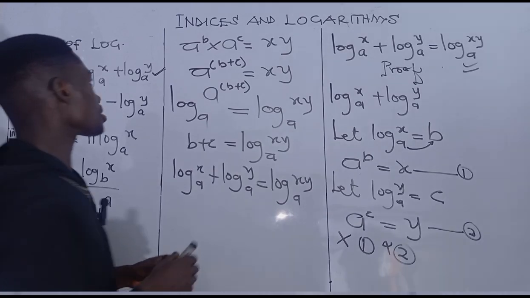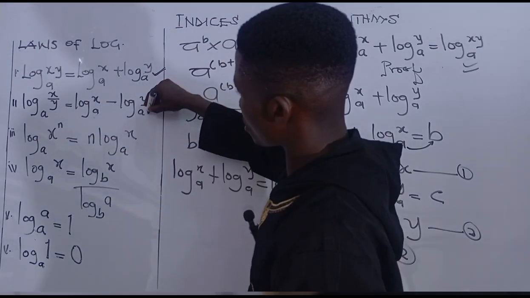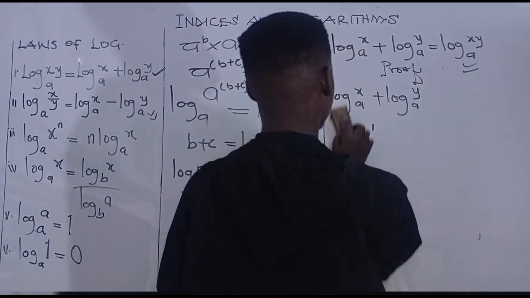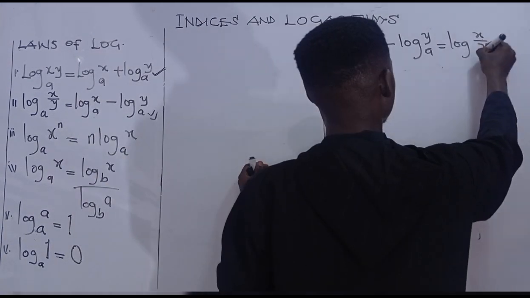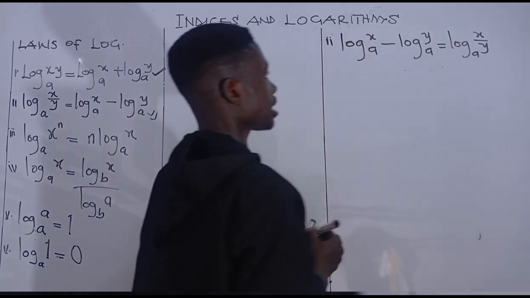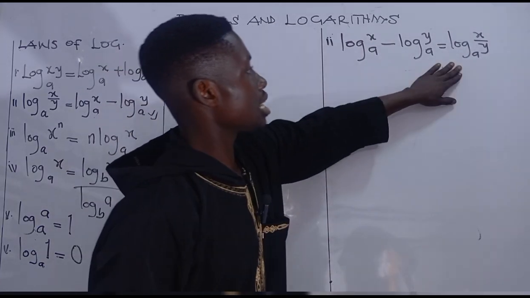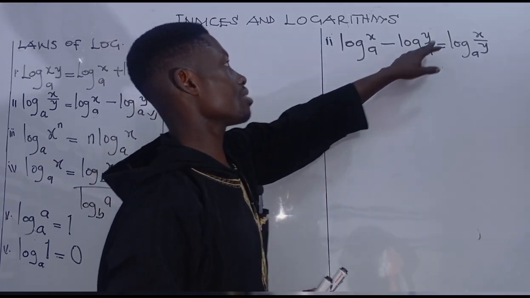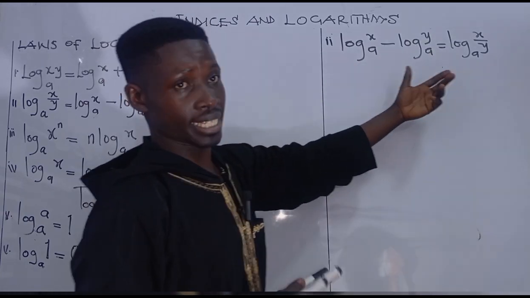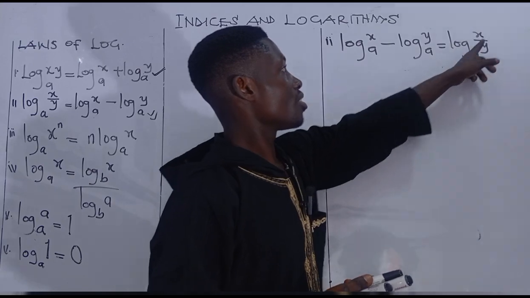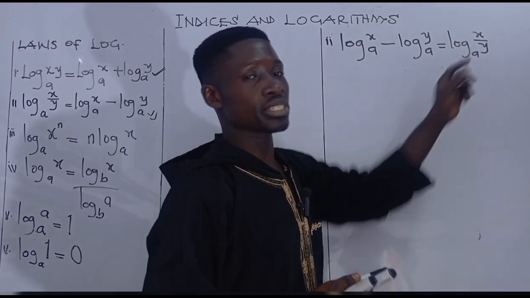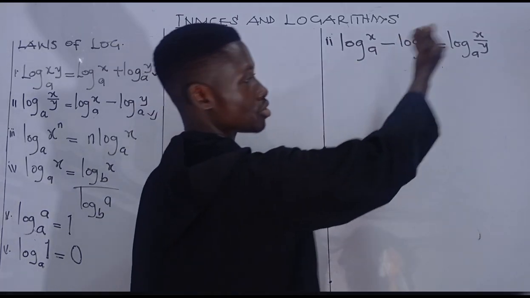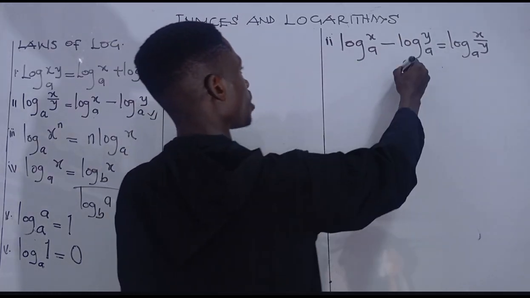Let's look at the next law, which is this one. So we are looking at the second law, which says that when you have the logarithm of x to the base of a minus the logarithm of y to the base of a, it is the same as taking the log of x divided by y to the base of a. So we are going to start proving from the left to the right. So we have our proof.